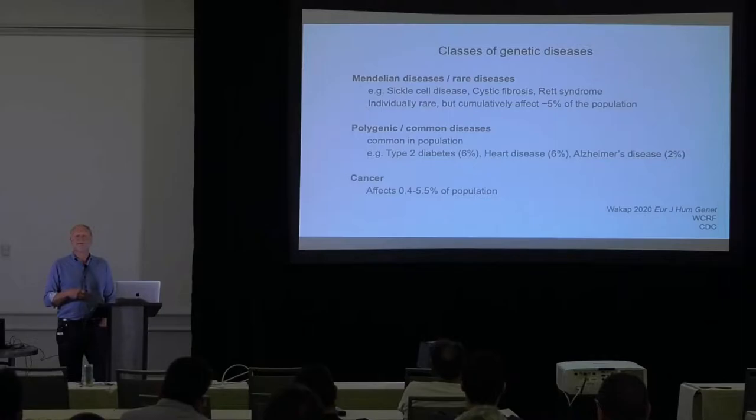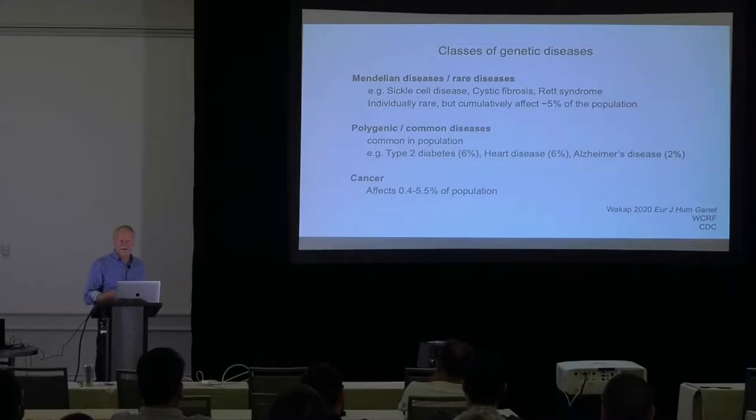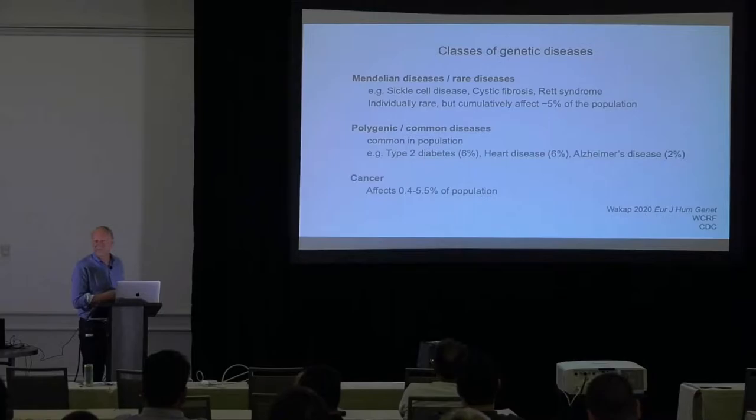And you could segregate them into three classes. They're Mendelian diseases, the rare diseases, like sickle cell, cystic fibrosis, and Rett syndrome. These are all rare diseases. And I think Eric Lander actually defined rare as less than 1%, affecting less than 1% of the population. The cumulative effect of these Mendelian diseases is about 5% of the population at any one time.